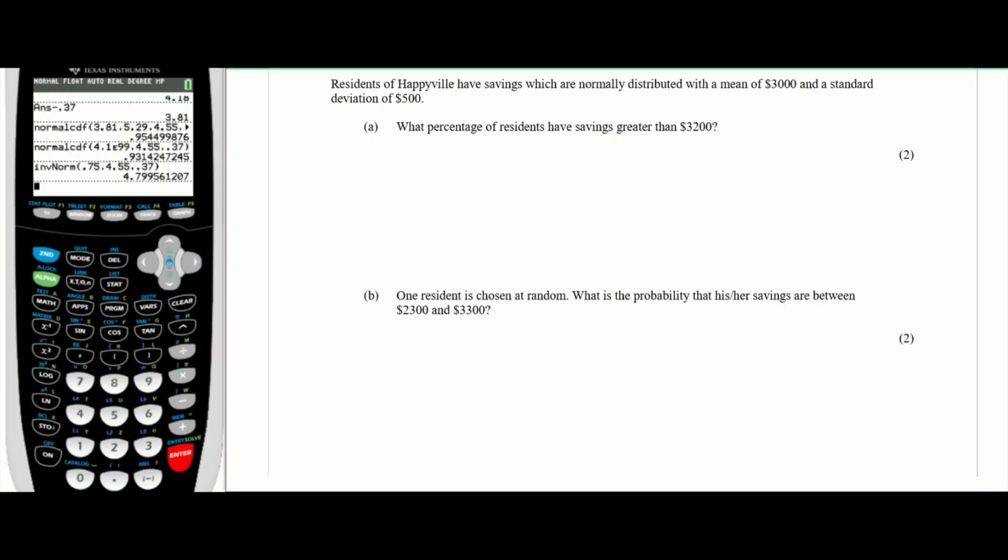So residents of Happyville, we're looking at their savings, mean of 3,000, standard deviation of 500. What percentage of residents have savings greater than 3,200? That is a case where we are given a cutoff and we want to find the probability, so that would be a case for normal CDF. I'm going to have 3,500 over here, 2,500 over here, and I'm looking for 3,200. And I'm looking for everything above 3,200.